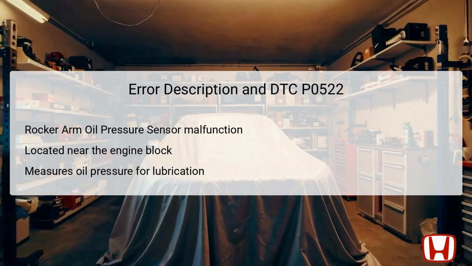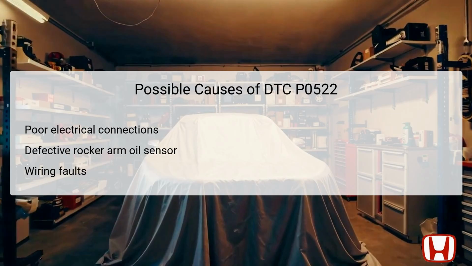Understanding the environment and operational context of this sensor is crucial for troubleshooting. To accurately diagnose the issue, specific thresholds must be considered, and proper diagnostic equipment, like the Auto Diagnostics system, HDS, should be utilized. Several potential causes could lead to the DTC P0522 error code being triggered.